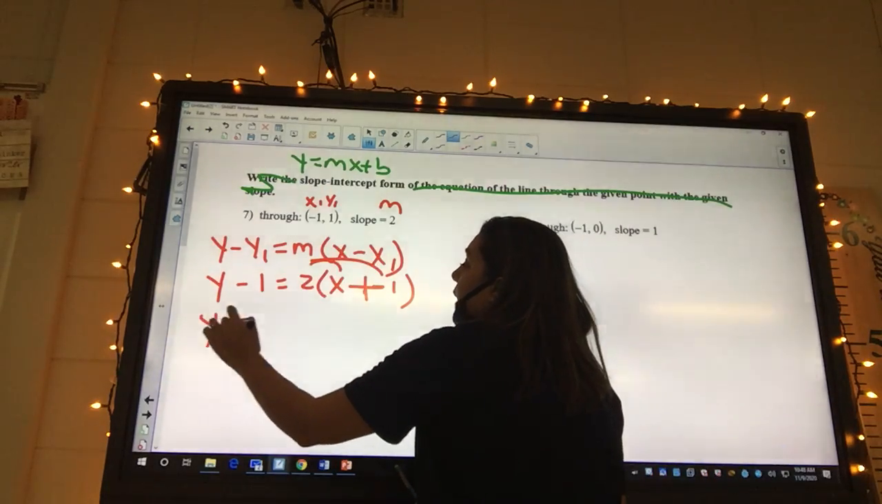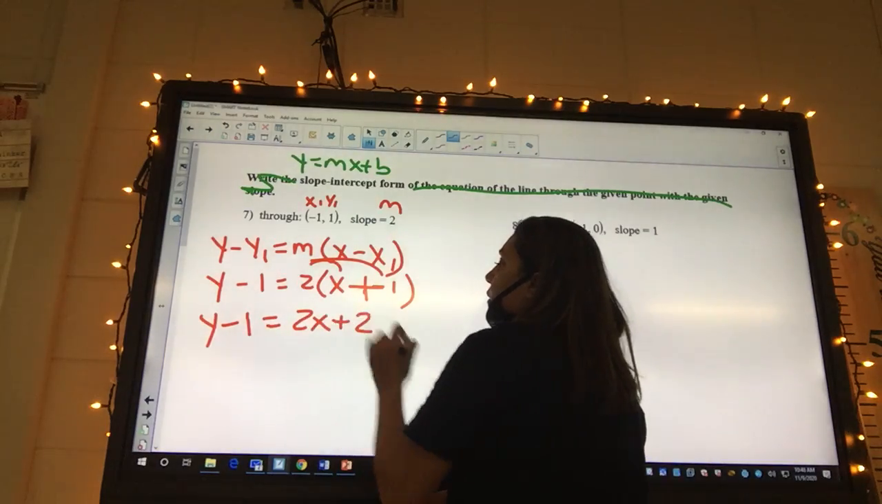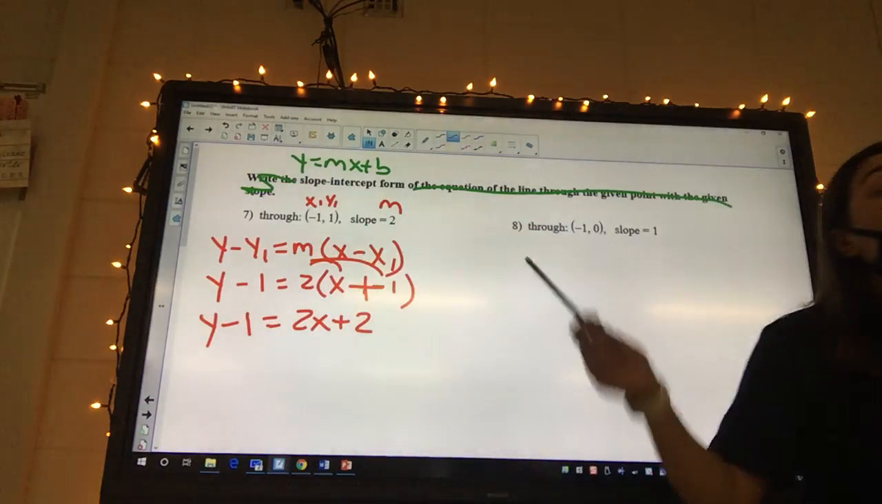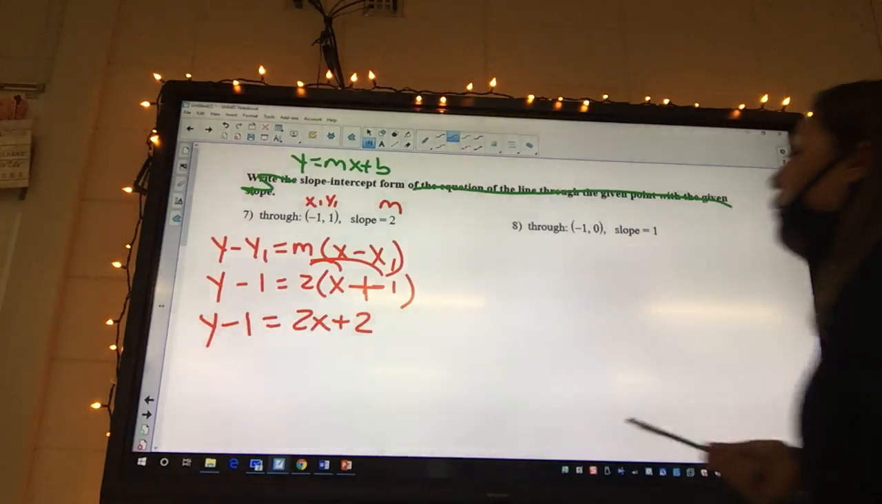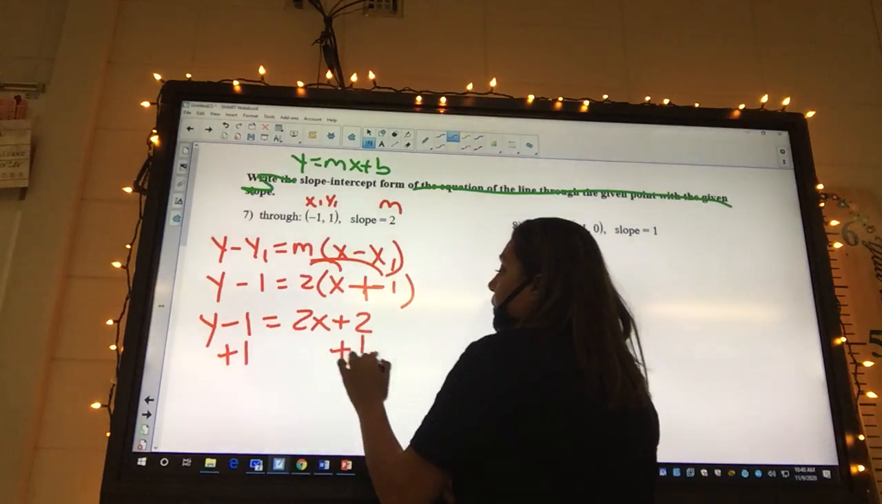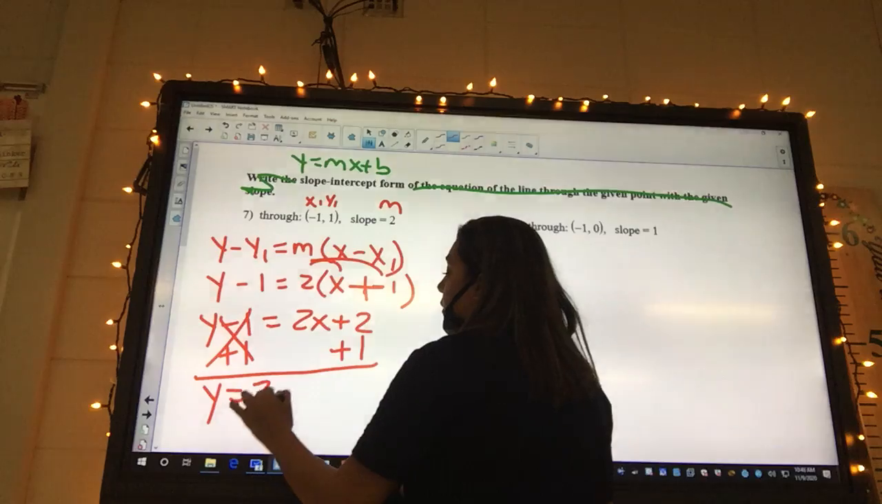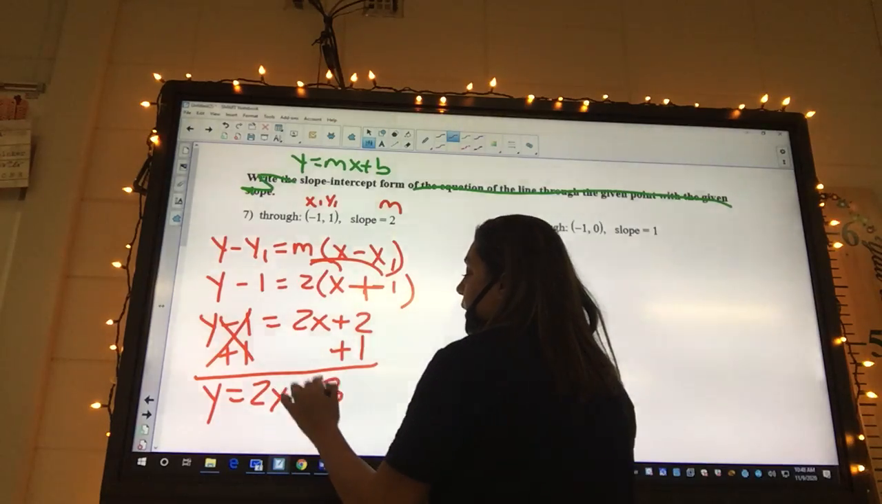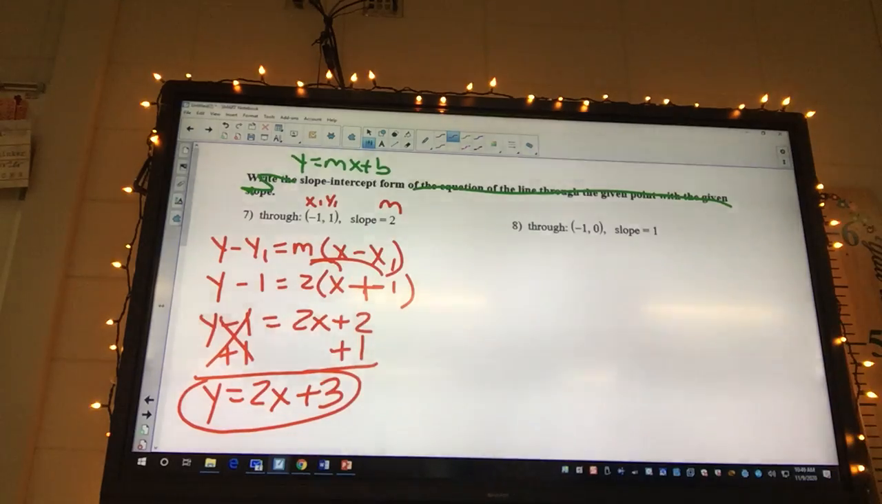So y minus 1 equals 2x plus 2. 2 times 1. And then we need to add 1. So it's going to be y equals 2x plus 3. How can you tell that it's in slope-intercept form? Because you have y by itself.